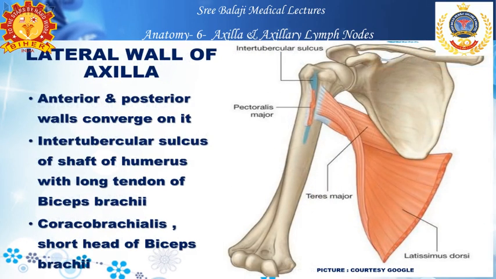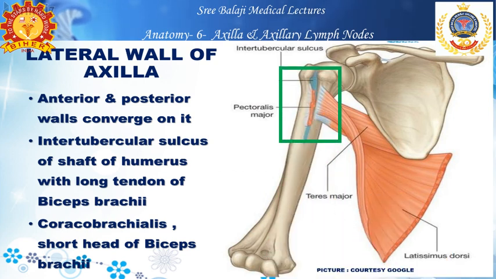Now coming to the lateral wall of axilla, it is actually the convergence of the anterior and the posterior wall. So the anterior and the posterior wall muscles converge at a sulcus which is called the intertubercular sulcus of shaft of humerus. In that intertubercular sulcus we can see the long tendon of biceps brachii. And then you have the muscle coracobrachialis and short head of biceps which form the lateral wall of axilla.